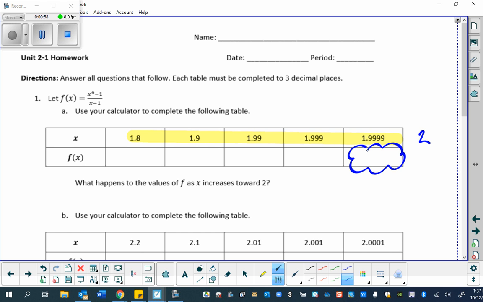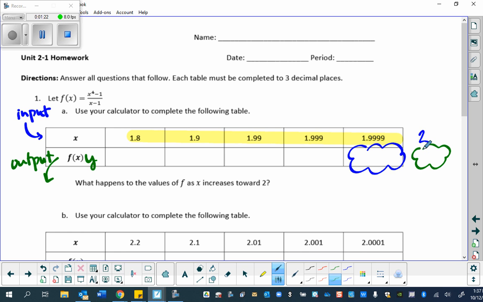So we still want to go back to that idea of a function where I have what goes into the function as my input and what comes out of my function as my output, and know that f of x and y and my output are all the same thing. And that is what we're talking about with this idea of our limit. What are we approaching? What value is the output of our function approaching?